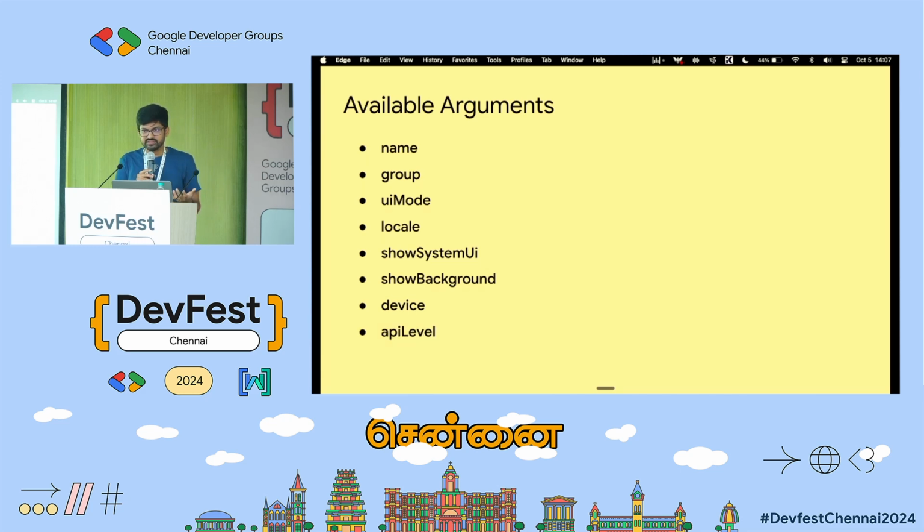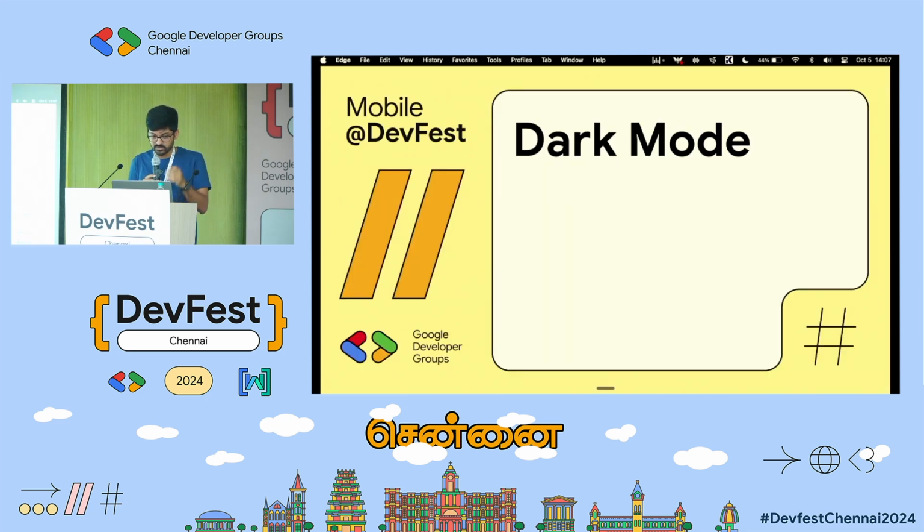And you have API levels. API levels usually don't matter much in previews unless you are using some sort of APIs that are specific to those API levels. Here you just pass in the integers of the SDK version, so like 31, 32, 33, etc. Okay, so we saw an example of a preview.